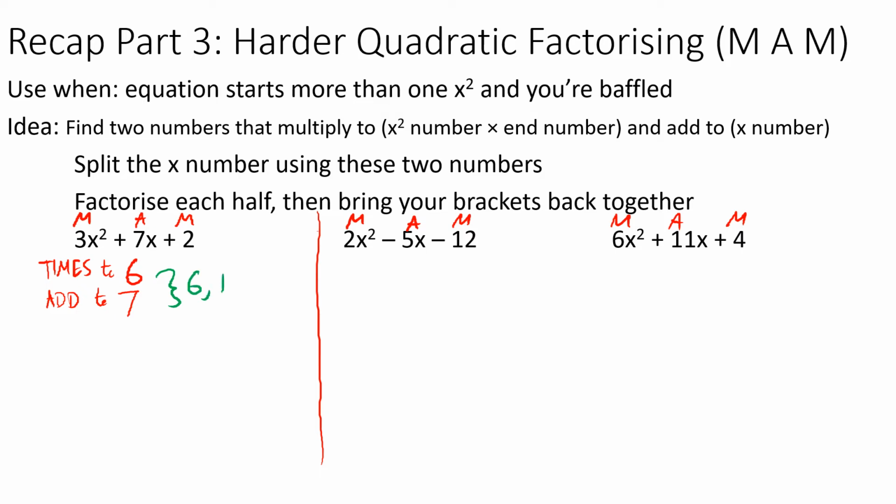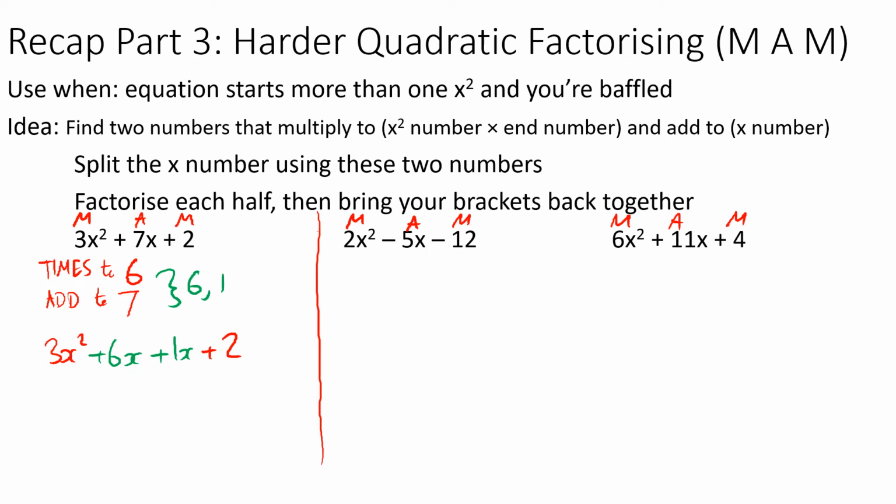So far, it's quite similar to the first method we looked at, but there is a little bit more of a subtlety to it, in that you don't have the bracket straight away. You need to use those numbers to split the middle up. So we're going to have 3x squared plus 6x plus 1x, which we're getting from up here, and then still plus 2 on the end. And then we've got our last step, factorise each half, then bring the brackets back together.